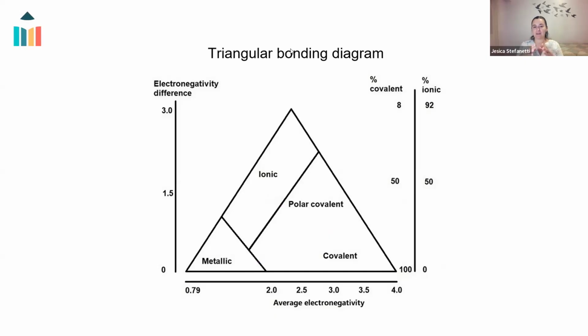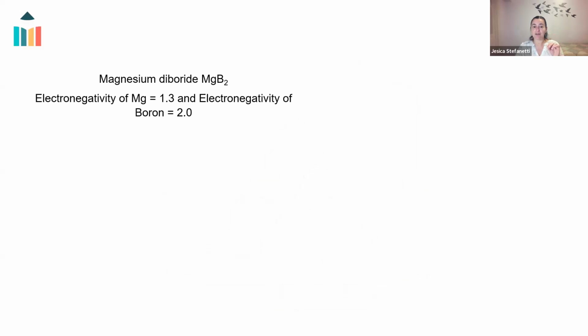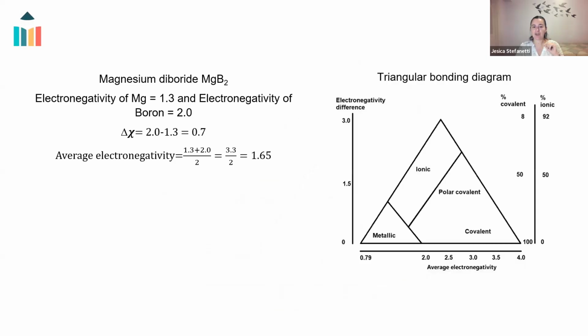Sometimes we might find substances that will have properties of different types, and different models might allow us to explain them. The case of magnesium diboride is one case that will help a lot. If you just think about the electronegativity of magnesium and the electronegativity of boron, you can calculate the electronegativity difference and the average electronegativity here. Now, if you take the bonding triangle, you can try to locate it here. The average electronegativity is near 1.65, so it will be something here. And the electronegativity difference is 0.7.